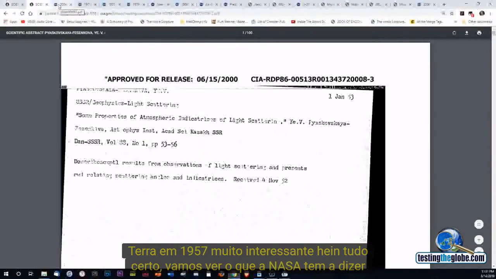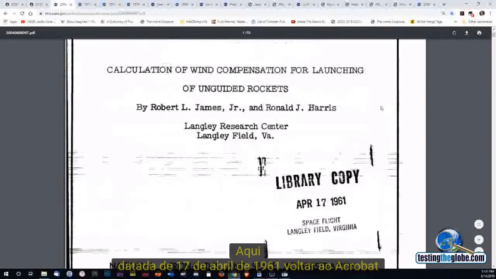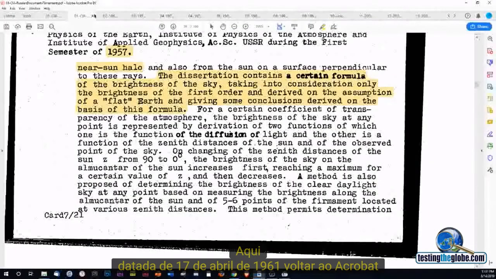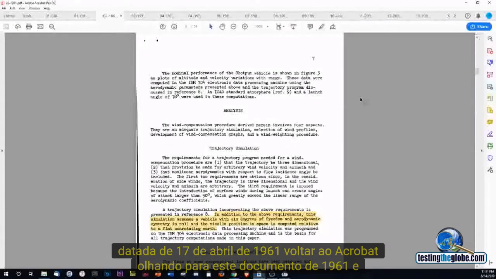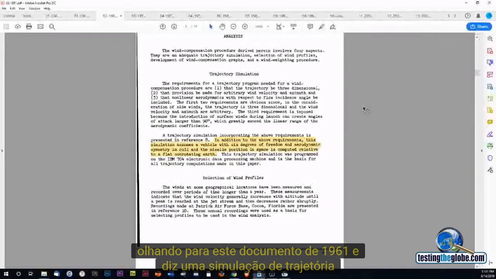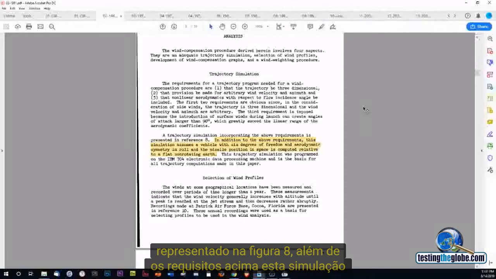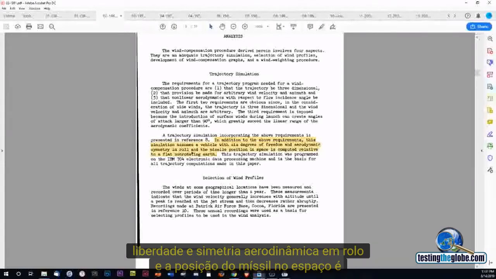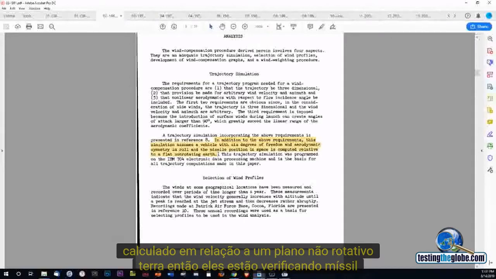All right, let's see what NASA has to say. Looking at this ntrs.nasa.gov document here, dated April 17th, 1961. Go back to Acrobat, looking at this document from 1961. And it says, a trajectory simulation incorporating the above requirements is represented in Figure 8. In addition to the above requirements, this simulation assumes a vehicle with 6 degrees of freedom and aerodynamic symmetry in roll, and the missile position in space is computed relative to a flat, non-rotating Earth.